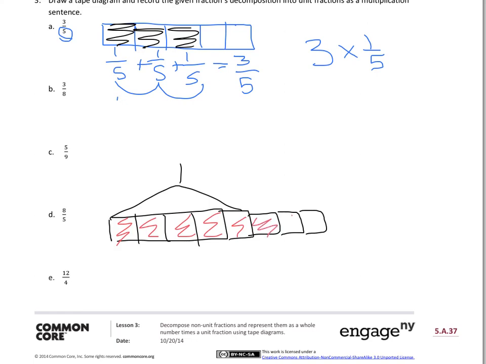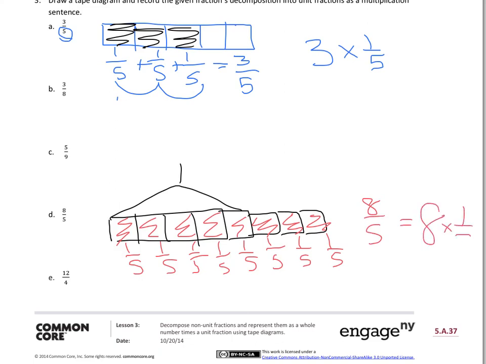So this is the tape diagram. It's extended past one whole. And then we'd see how many times we did 1/5. Here we're up to 5/5, 6/5, 7/5, 8/5. So 8/5 is equal to 8 times 1/5.